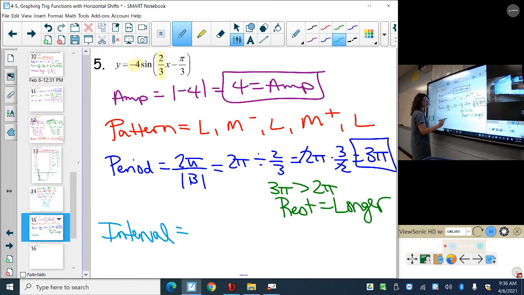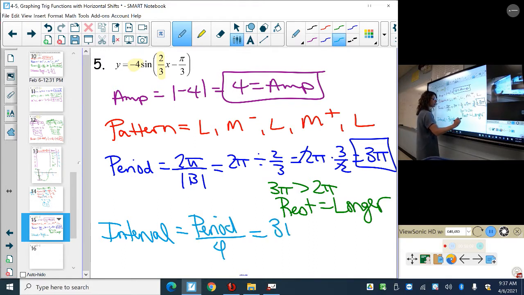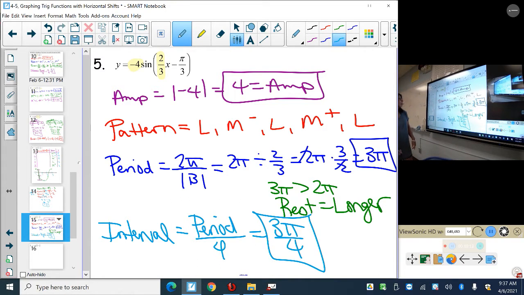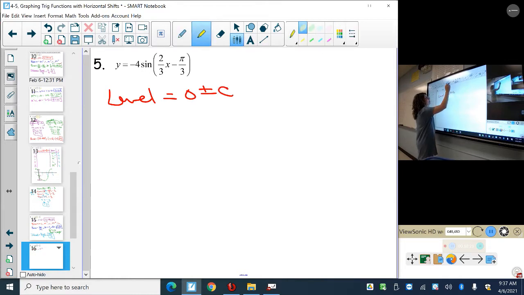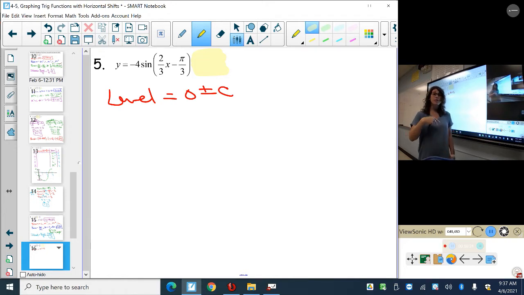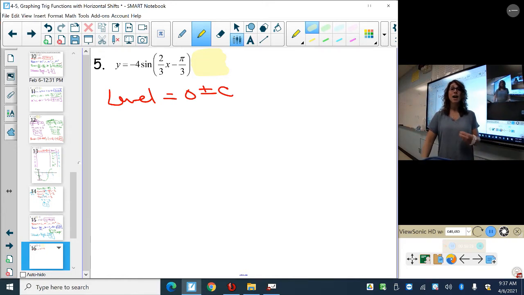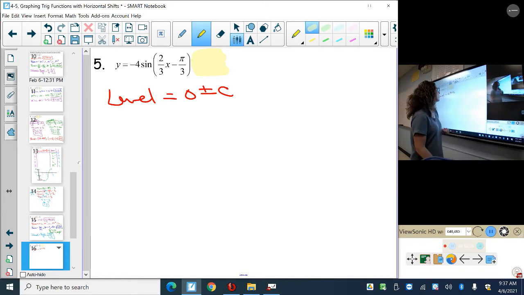My interval is going to be my period divided by 4, so that's going to be 3 pi over 4. So the next thing I need to find is my max level and my min, okay? So I'm going to go ahead and find my level first. My level is 0 plus or minus c. I have no c here. The c is not there. So the c is attached by addition, so if it's not there, c is 0, okay?